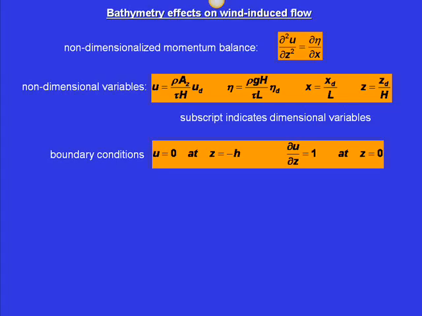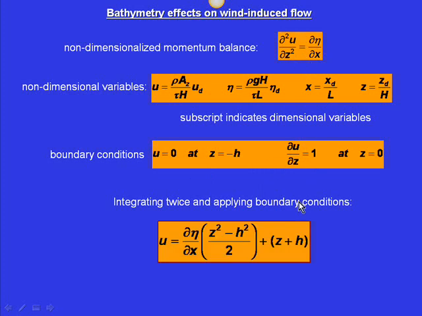But Wong solved it restricting the solution to a triangular cross-section. The beauty of this non-dimensional solution is that, like I said, it doesn't depend on the eddy viscosity nor the wind stress. So if you integrate twice this momentum balance and apply these boundary conditions, what you get is that solution.